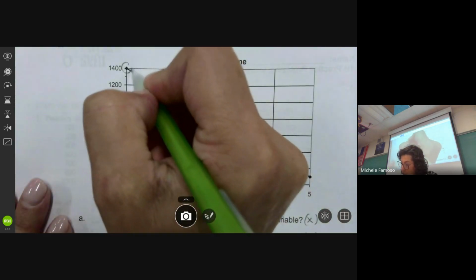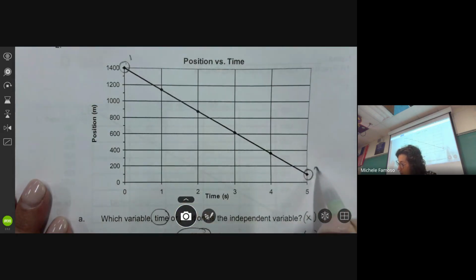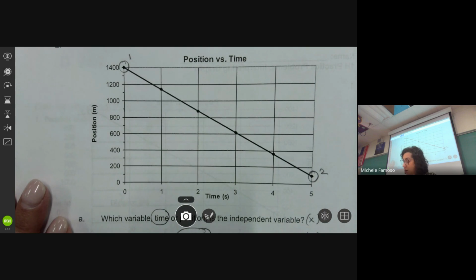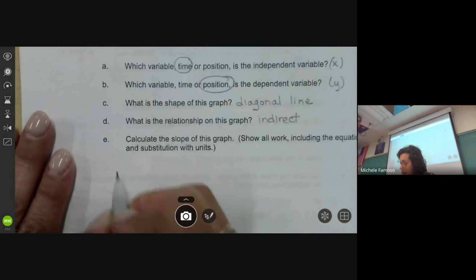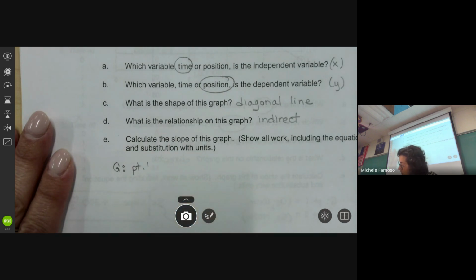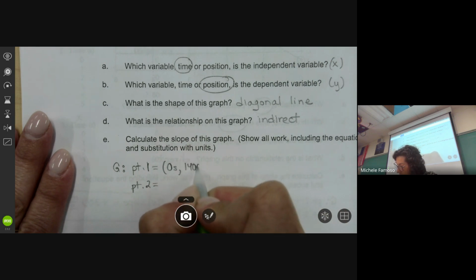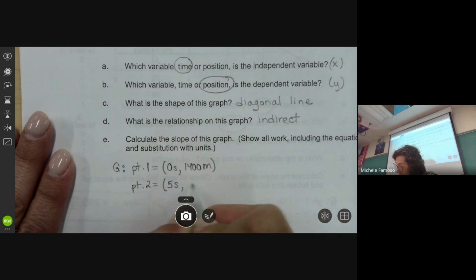So I told you to circle 2 points on the graph that I'm going to use in the slope calculation. I told you to use points that are far, far, far apart. I'm going to pick this point and this point. You're then going to use your guess method, listing the coordinates of the 2 points that you just circled in slope intercept form with their units. So my first point is at 0 seconds, 1,400 meters. The second point is at 5 seconds, 100 meters.